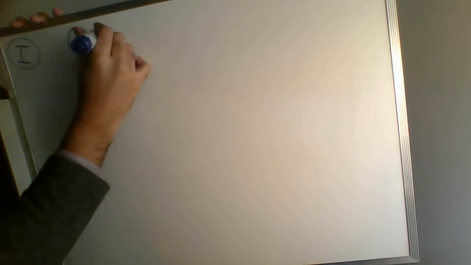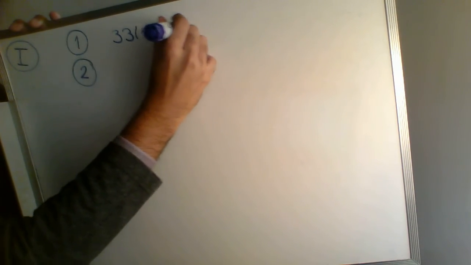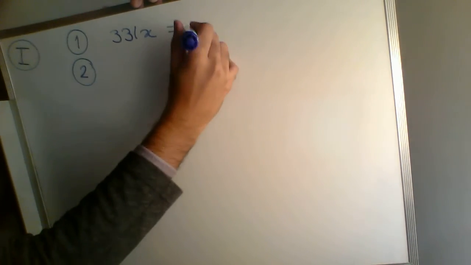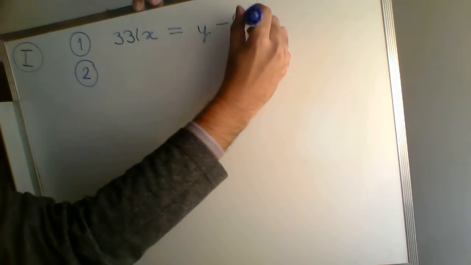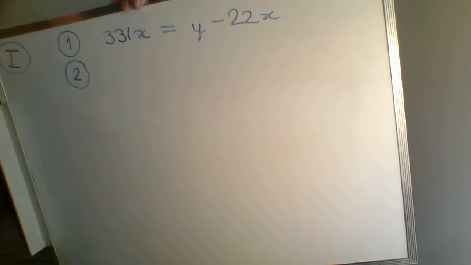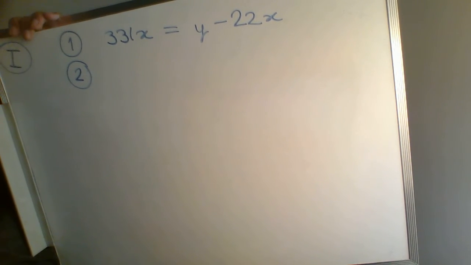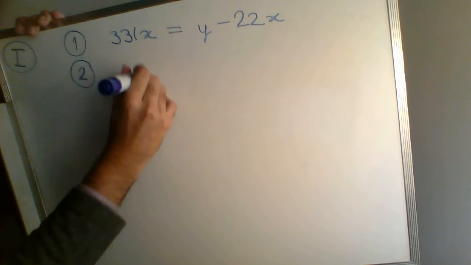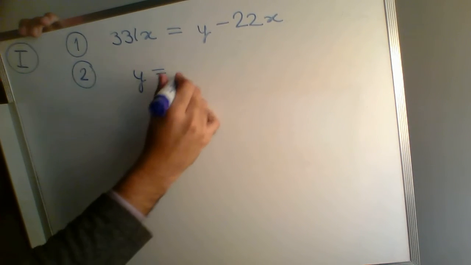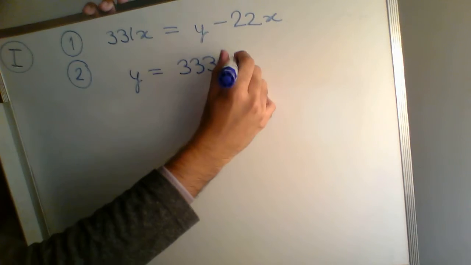So we've got, let's see, here we go, 331x on the left side. 331x is equal to y minus 22x. Now I was debating on rearranging equation 2, but just for the sake of saving space, I'm going to leave it the way I initially wrote it down. And so that is going to be y is equal to 333 plus 20x.